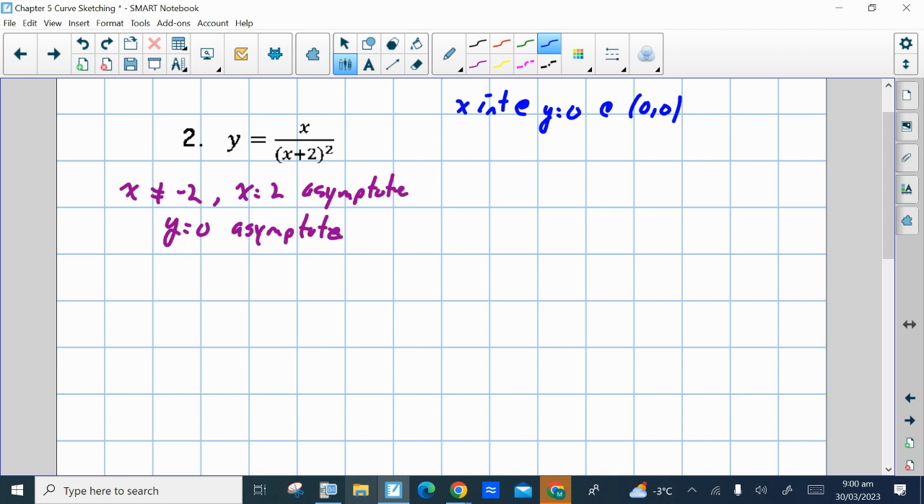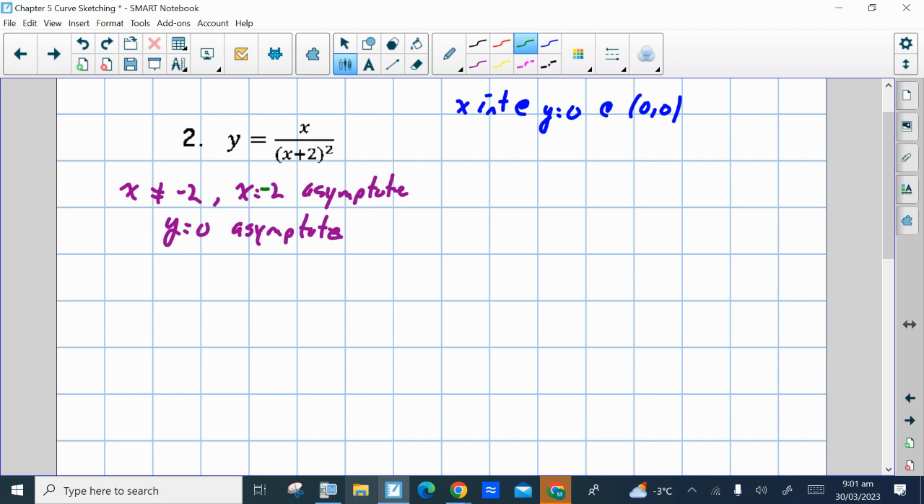Sorry, only one intercept here. It goes through the origin, and that's the only intercept that we have. All right, so the other thing we can do is we have our vertical asymptote as x approaches -2. I wrote +2, that should be negative.